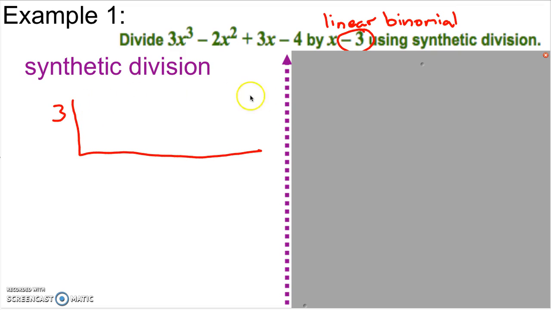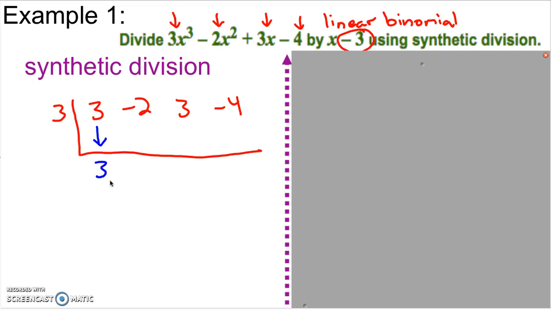Up top, you're going to have 2 rows here. We're going to fill in the first one with the opposite of the constant part of our divisor outside the L. And inside is going to be all of our coefficients in order, including the constant at the end. So our coefficients are 3, -2, +3, and -4. Now we need this space here because we will be filling in some numbers there. The first step in synthetic division is to bring down this first number. Whatever it is, you just write it below the L.